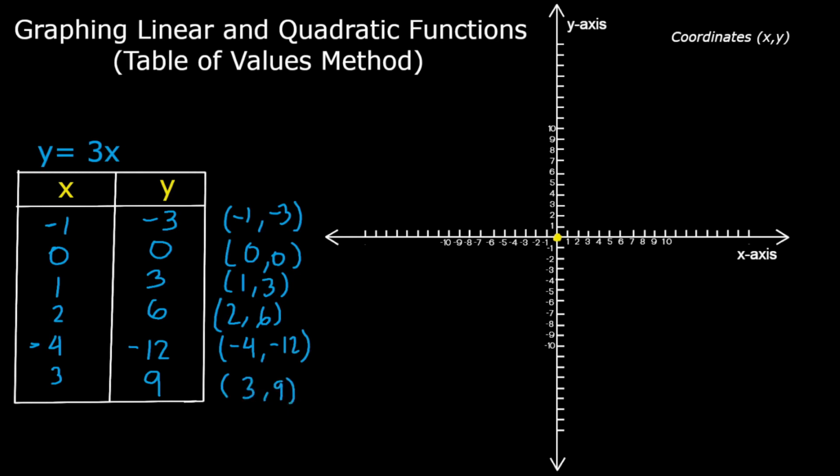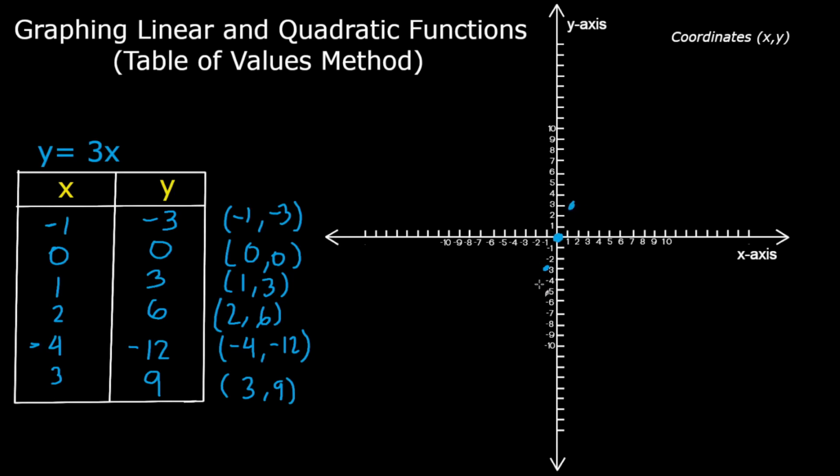Now, proceed na tayo sa pag-plot ng mga points na to. So, simulan natin sa negative 1 and negative 3. Ang negative 1 is located here. And then, negative 3 is dito. So, dito siya. Okay. Ang sunod is 0, 0. So, dito tayo sa origin. And then, 1, 3. So, 1 dito. And then, 3 is dito.